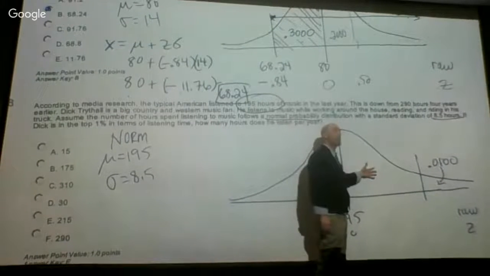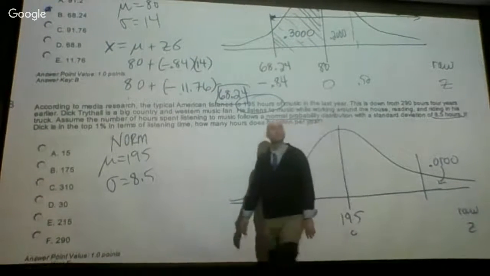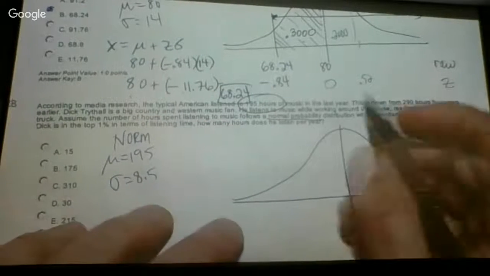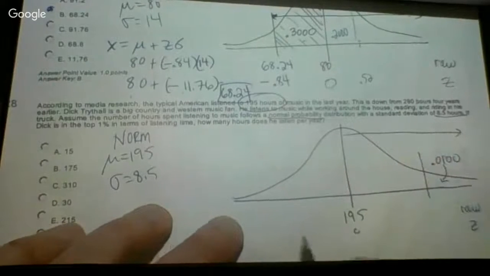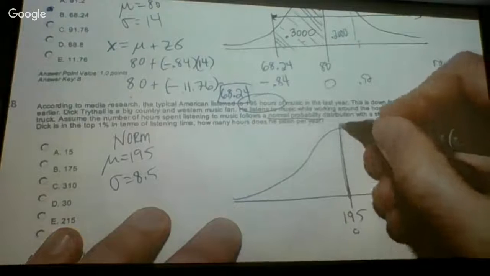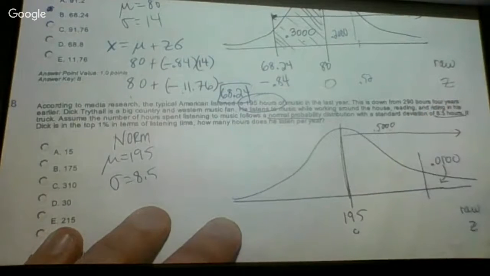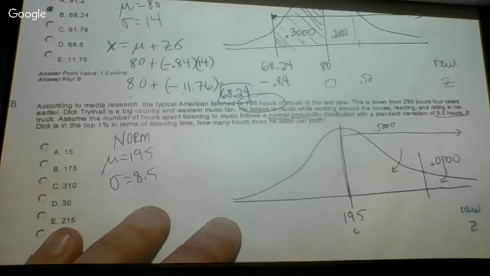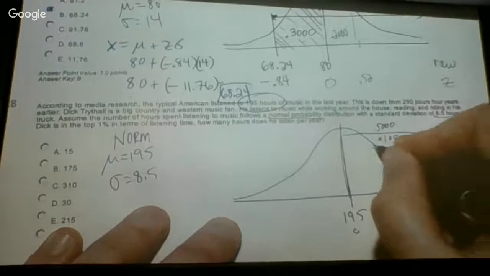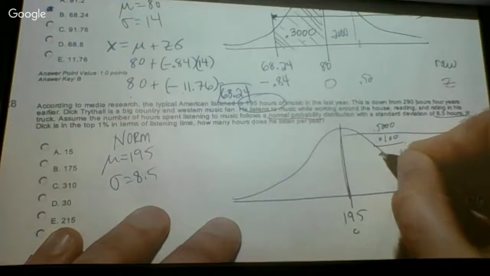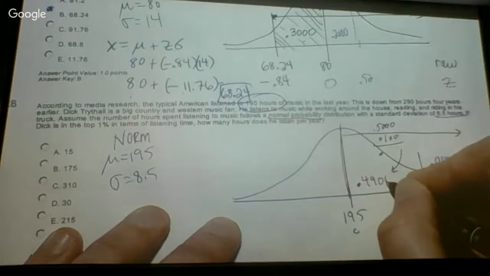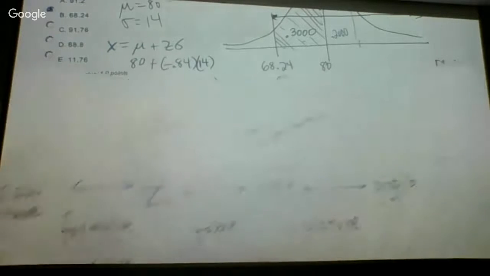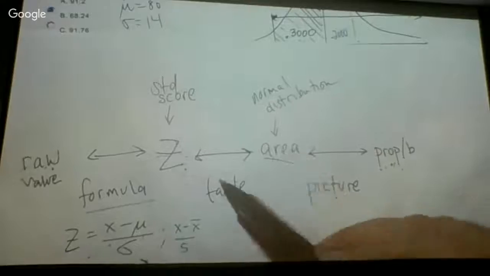How would I find what this area should be? How much is all of this? 0.5. How much do I need to subtract to find out what's in there? 0.01. 0.5 minus 0.01 gets us an area of 0.4900. That proportion went to the picture, got the area. Area, we now go to the table.